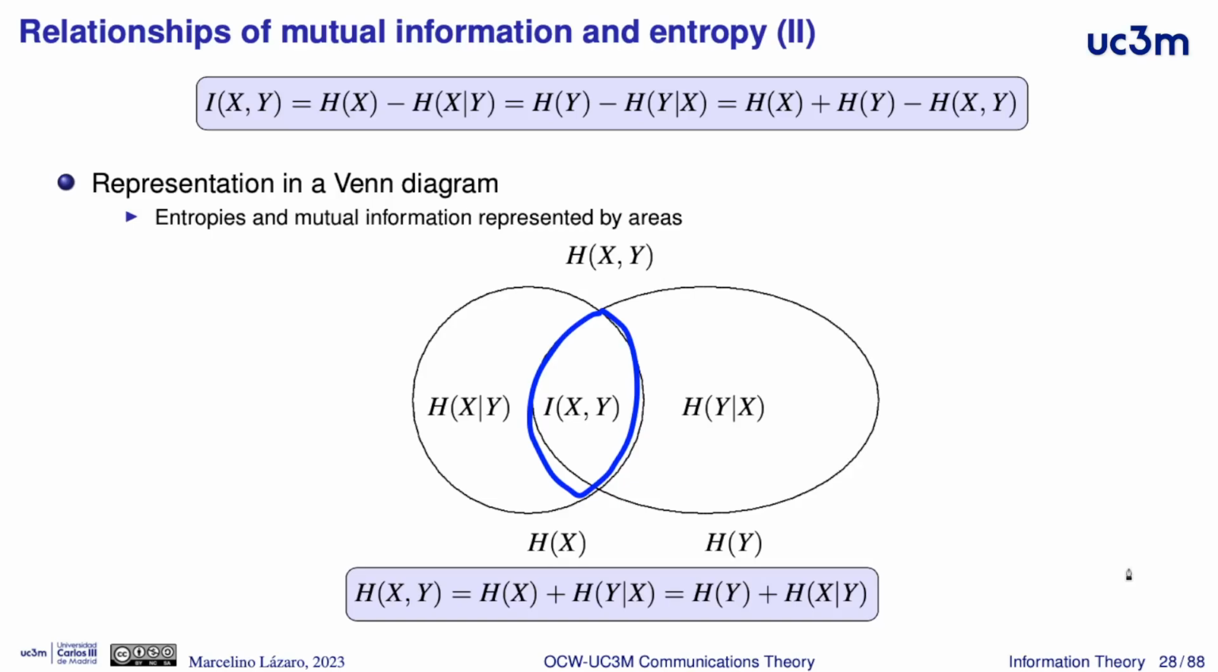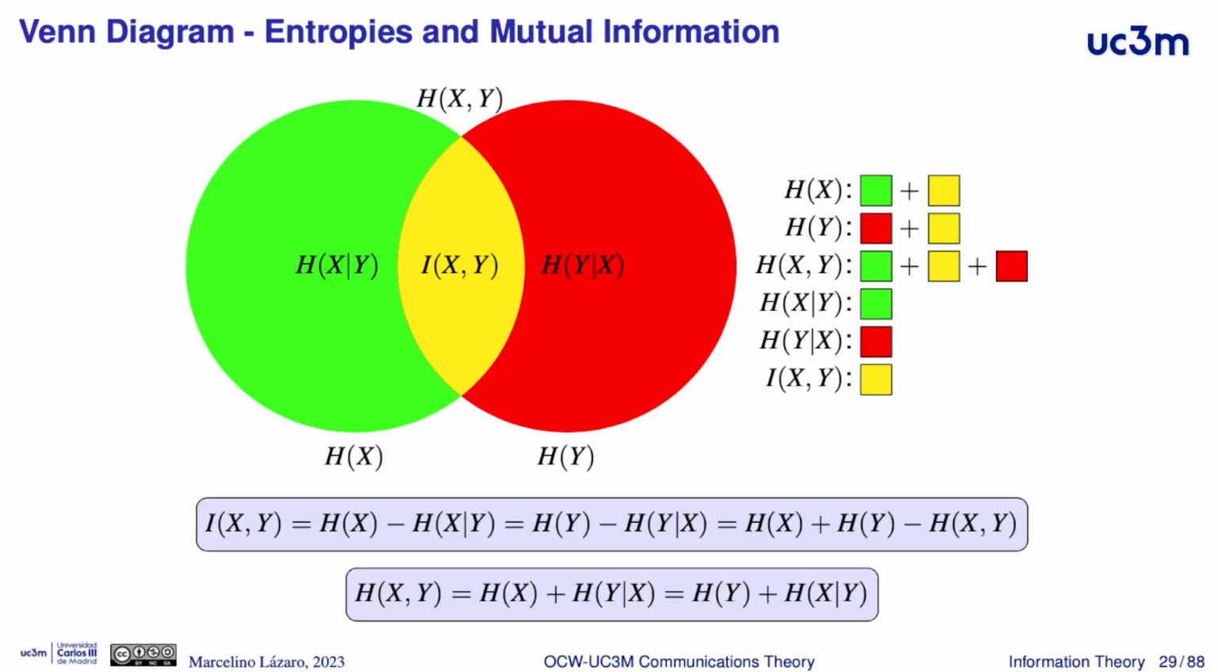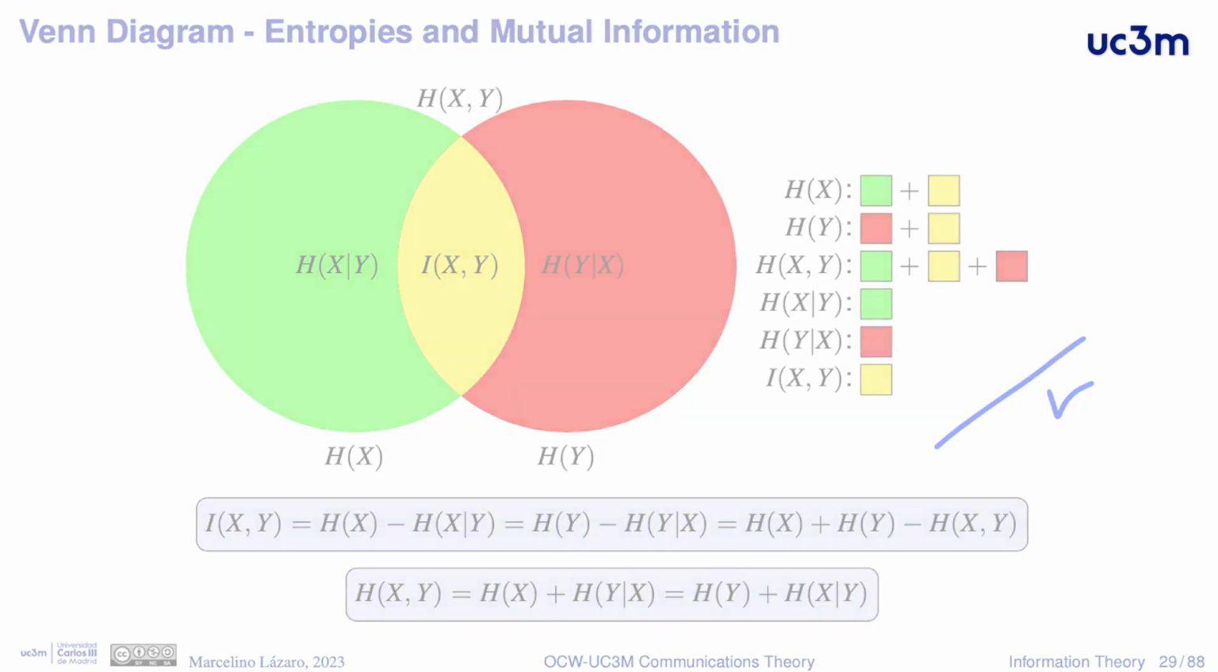In the case of independent random variables, these two circles will be disjoint without intersection, because remember that for independent random variables, the mutual information is 0. Here we have an equivalent Venn diagram where the different quantitative measures of information can be identified by colors. It is important to take into account these relationships because in many cases they make it easy to compute the mutual information, and the mutual information is going to be important to obtain the channel capacity of a digital channel.